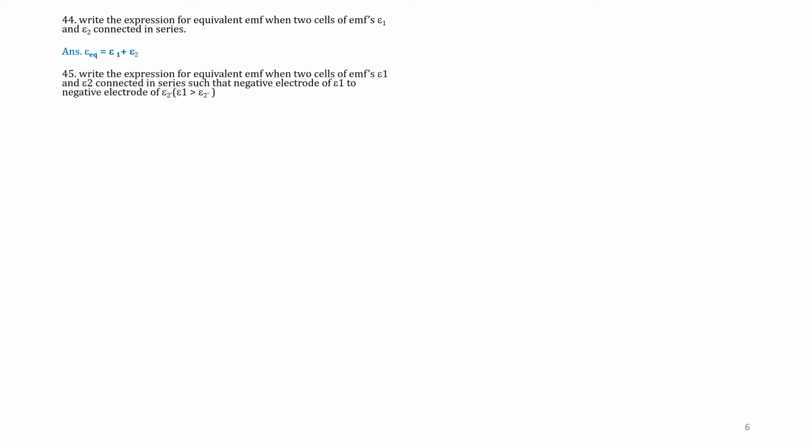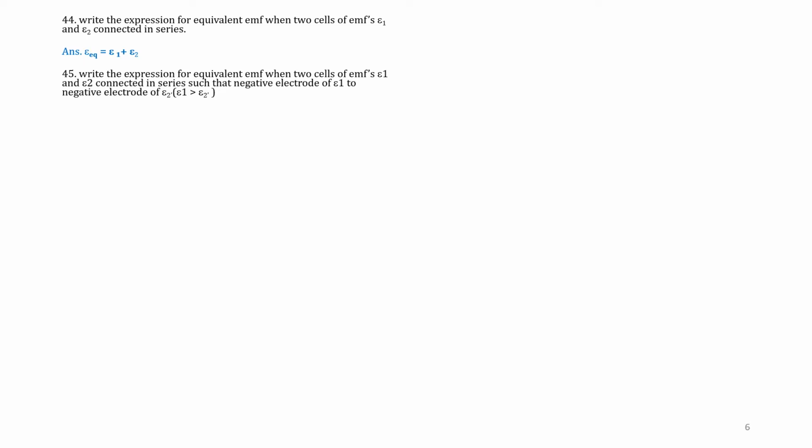Derive the expression for equivalent EMF when two cells of EMFs E1 and E2 are connected in series. Answer: E equivalent is equal to E1 plus E2, where E1 is the EMF of cell 1 and E2 is the EMF of cell 2.